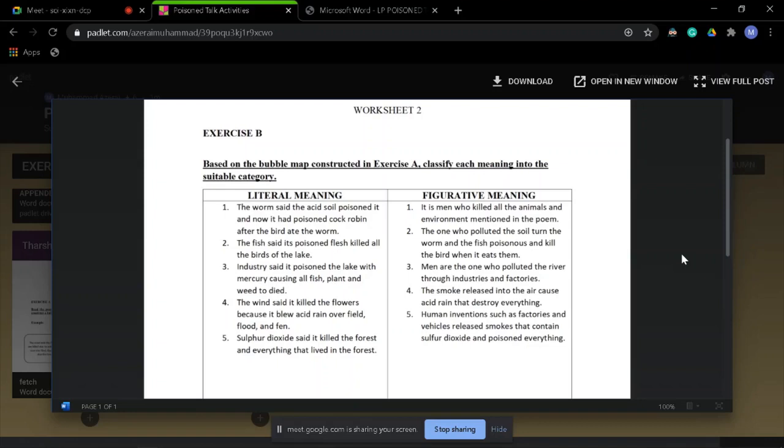Okay, good. Figurative meaning number four: the smoke released into the air causes acid rain that destroys everything. And the last one, sulfur dioxide said it killed the forest and everything that lives in the forest. And the figurative meaning number five is human inventions such as factories and vehicles release smoke that contains sulfur dioxide and poison everything. Okay, that's good.